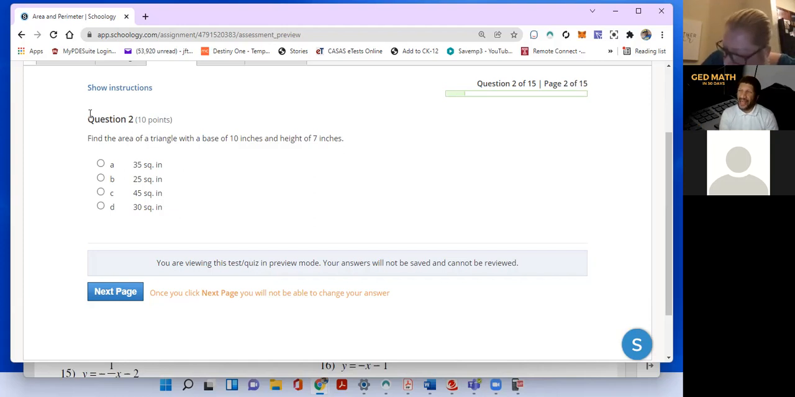And I haven't really seen area problems of a triangle recently in the last couple of years. If you're taking that, there was definitely one on the test and definitely on the high set, but I still want you to be prepared for area of a triangle. Find the area of a triangle with a base of 10 and a height of 7. And send me your answer in the chat.